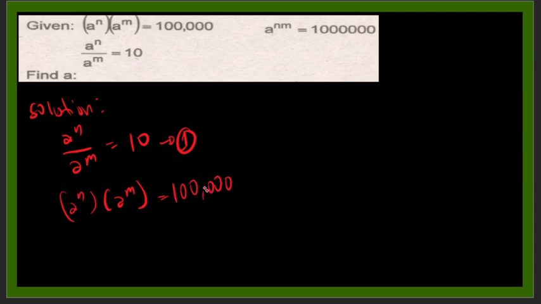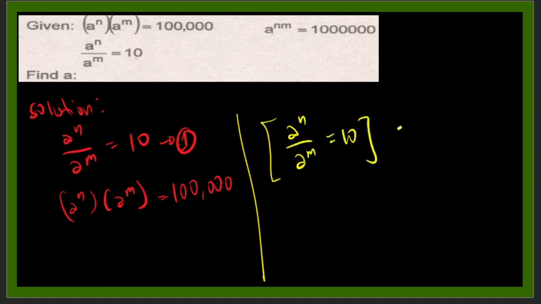Now we need to manipulate this one. For equation 1 here, we write a to the n over a to the m is equal to 10. We will multiply both sides by a to the m, so we'll end up with a to the n is equal to 10 a raised to the power of m. So we substitute this into equation 2.